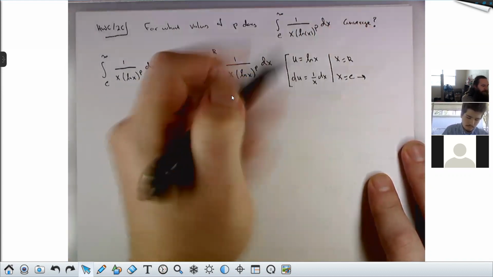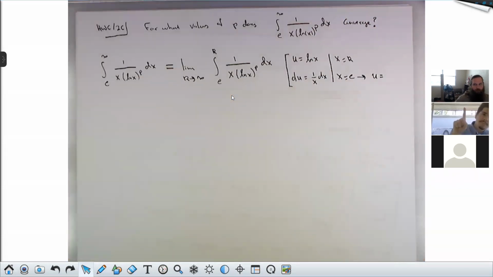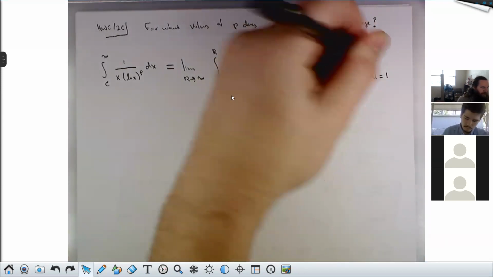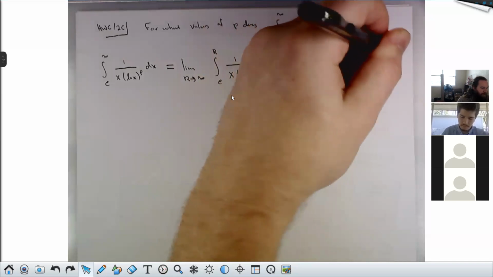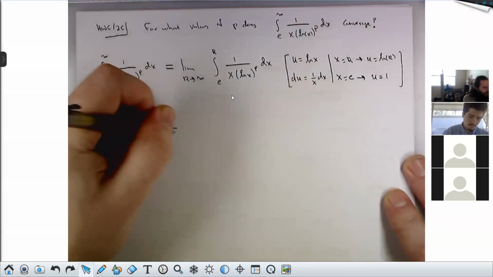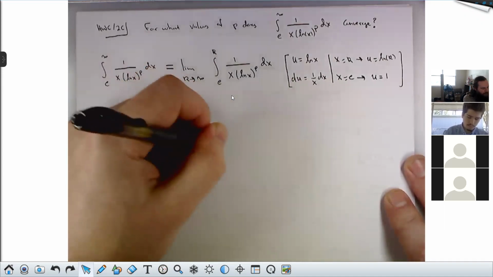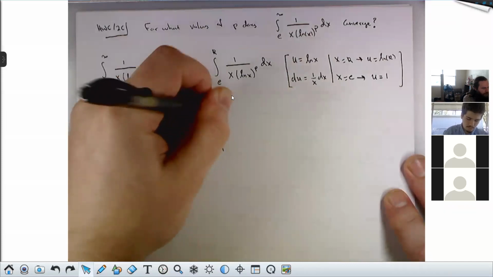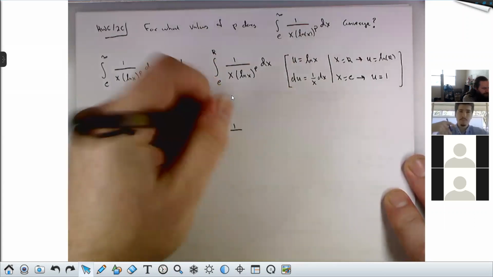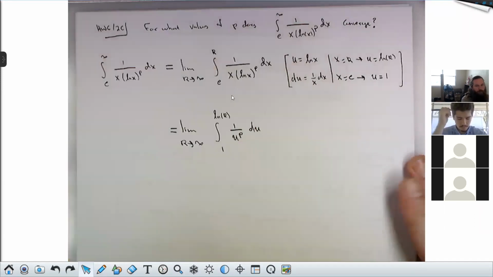Now, when x is equal to e, u is the natural log of e. What is the natural log of e? Yeah, it's 1. And when x is equal to r, u would just be the natural log of r. So I get lim r to infinity integral 1 to the natural log of r. 1 over x dx is du. And the only other thing that's there is 1 over ln x to the p. Well, that's 1 over u to the p. So I have 1 over u to the p du.